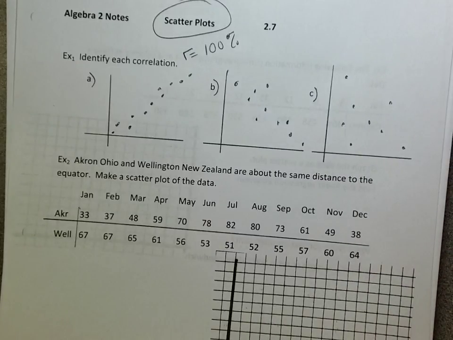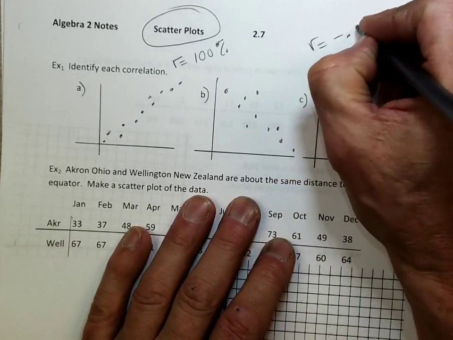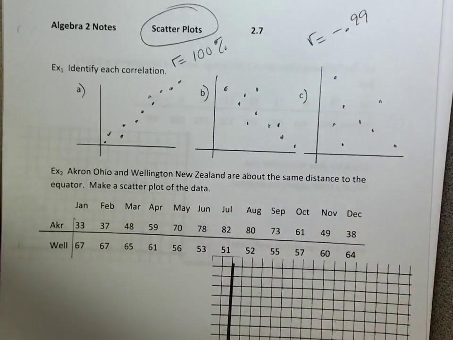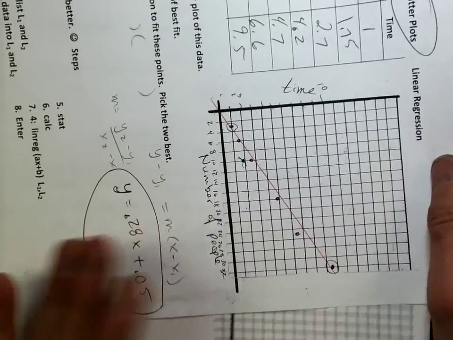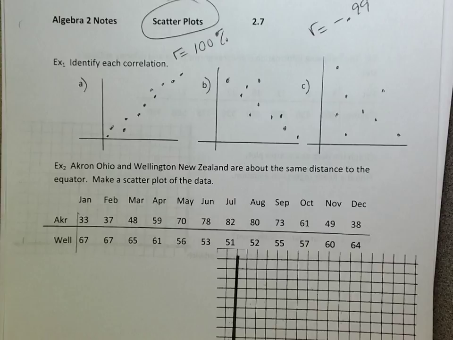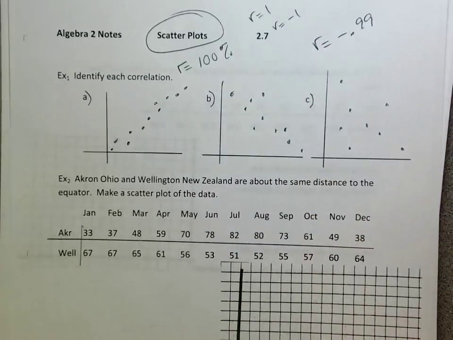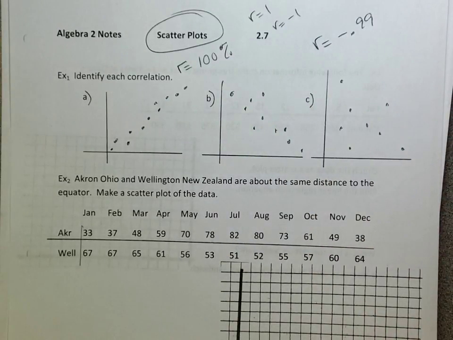So you could also have a correlation of negative 0.99, which would be the same kind of line as this, except it would be going downhill, right? So anything close to 1 or close to negative 1 is a great correlation. So R equals 1 or R equals negative 1 is a very good correlation. Negative 1 is just going downhill, negative slope. Positive 1 is going uphill, okay?